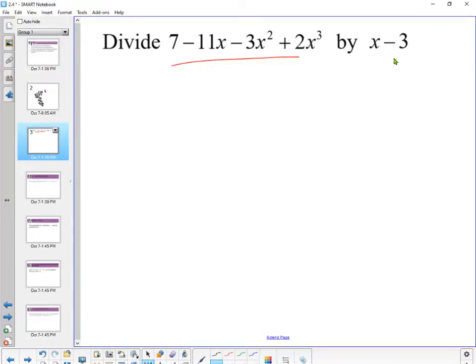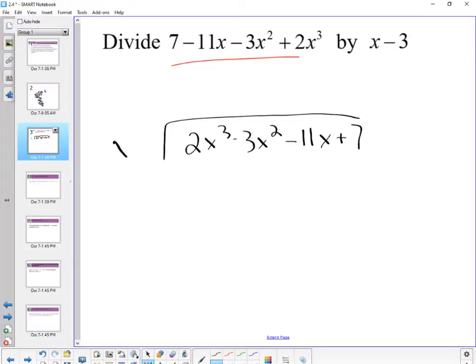Why do you think I rewrote it? 2x to the third minus 3x squared minus 11x plus 7. And this is being divided by x minus 3, yeah? Okay, so long division works very, very similar, if not identical. I haven't figured out the little nuances, but to me they're actually the same thing.